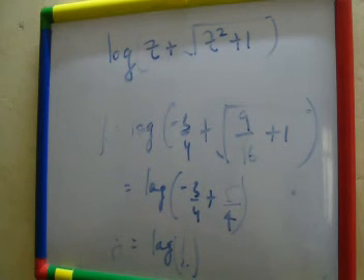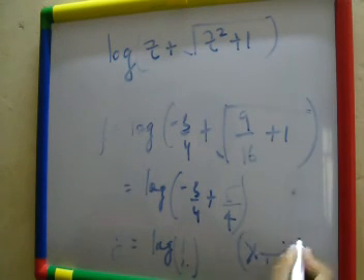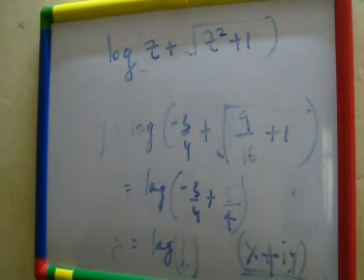So we got x, we got y. x plus iy was our requirement. So substituting the values in this particular format, we will get the real and imaginary parts.